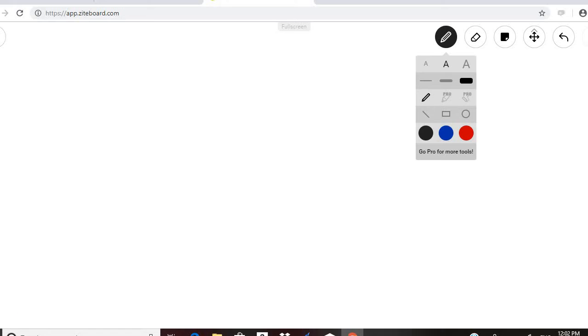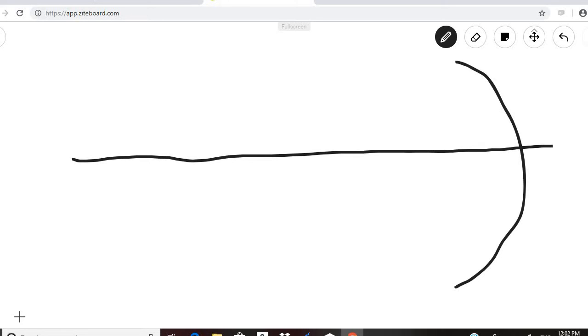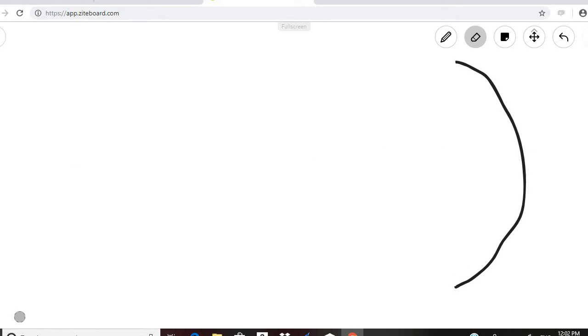Okay, so again, we will draw our concave mirror with our line through the middle. It isn't really very good through the middle. Let's do that again.